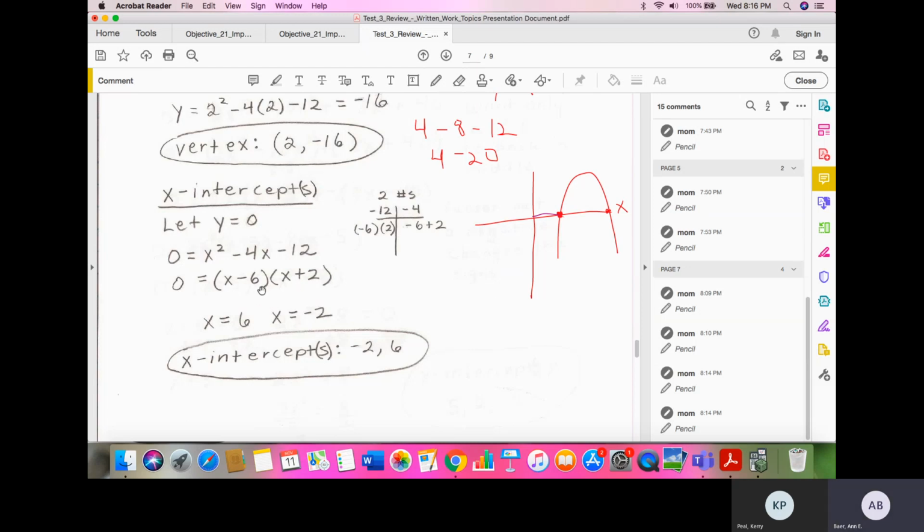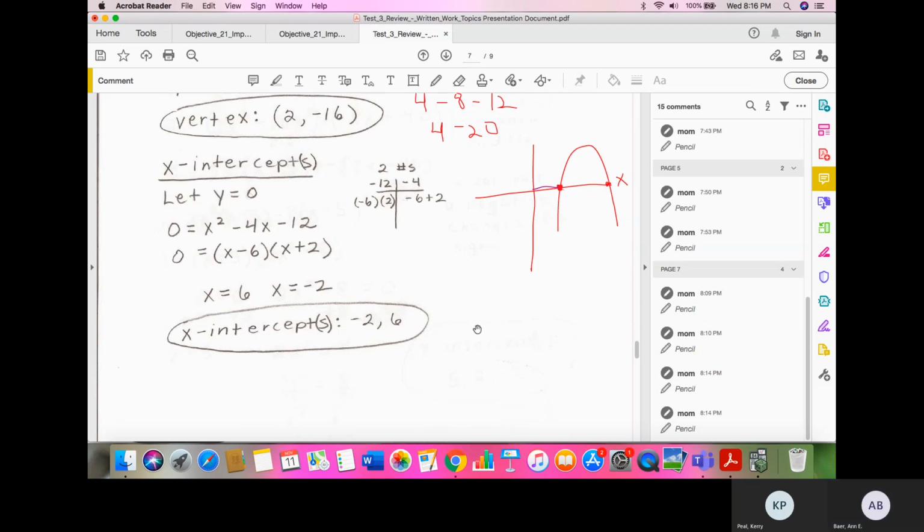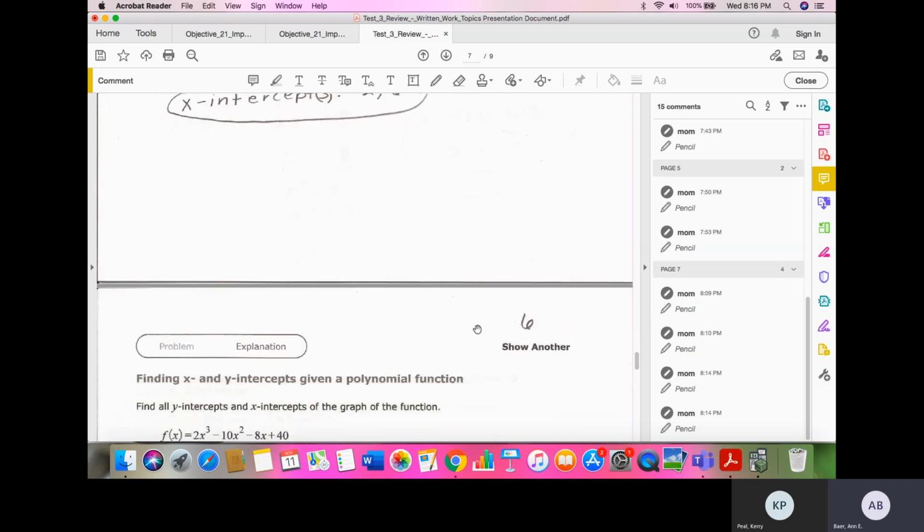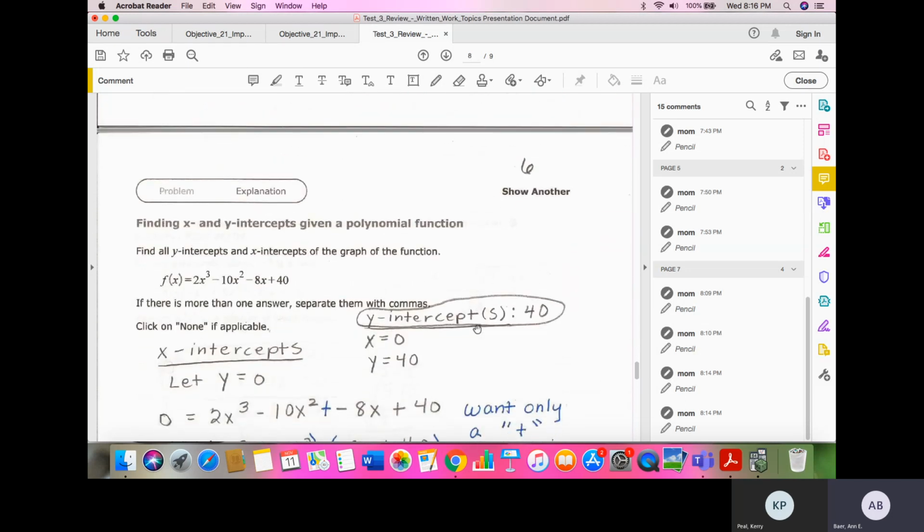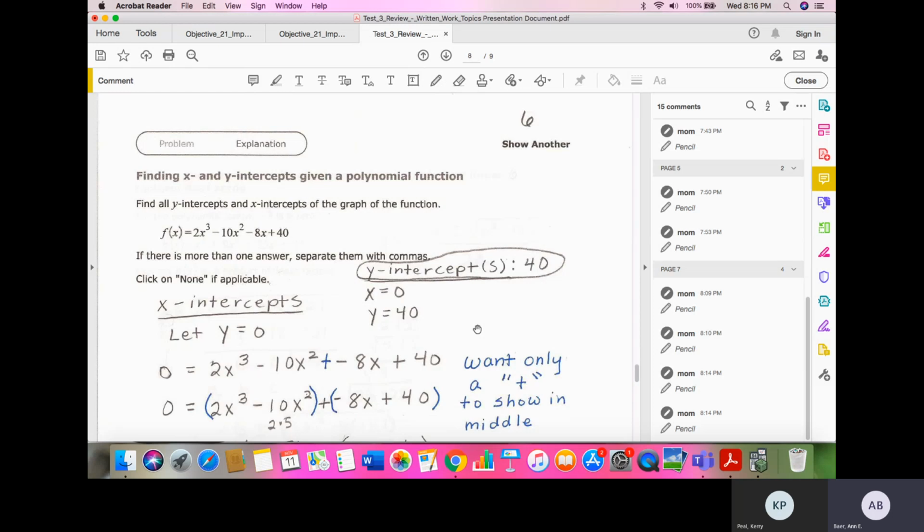If we set each factor equal to 0 and solve for x, we'll get x equals 6 and x equals negative 2. We just have to change the sign on the 6. Negative becomes positive here, and positive becomes negative here. So our x-intercepts are negative 2 and 6. Any questions on this particular topic? Let's go on. I think we've only got 2 more to go.